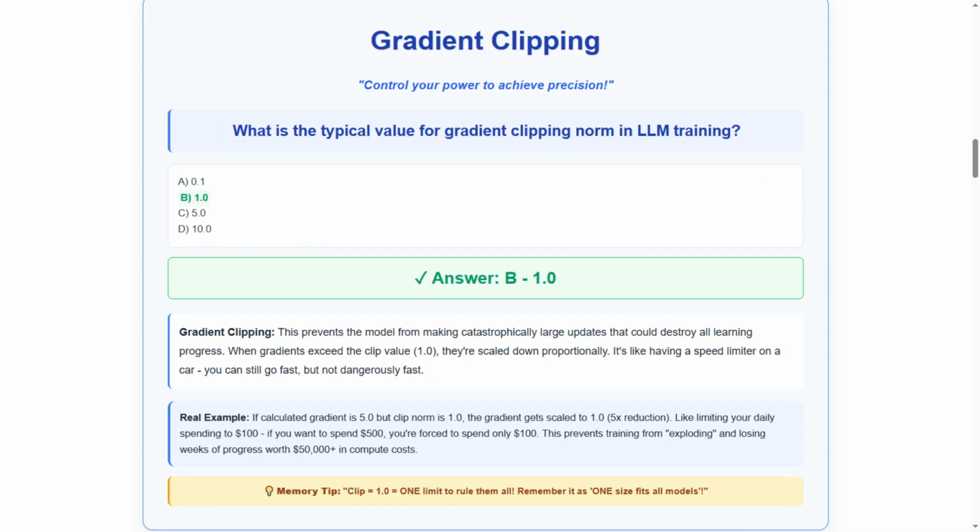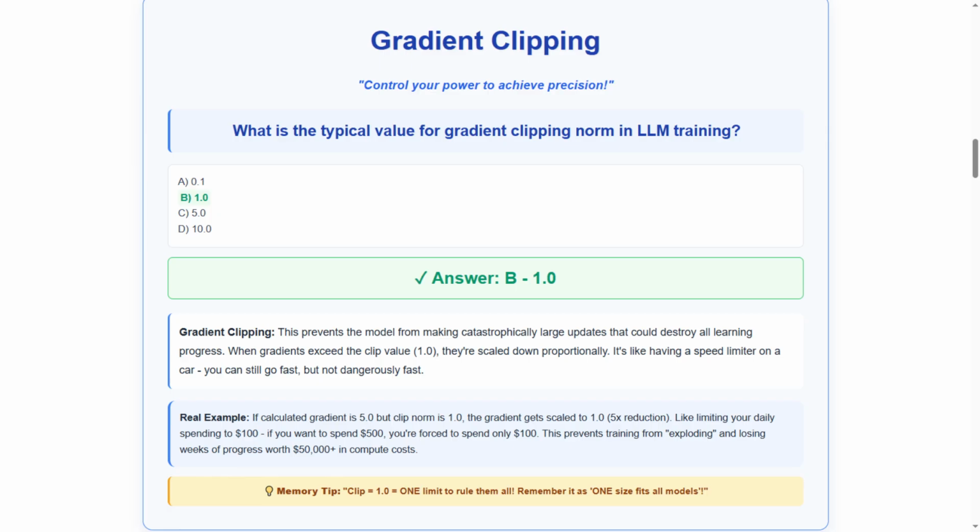What is the typical value for gradient clipping norm in LLM training? A. 0.1, B. 1.0, C. 5.0, or D. 10.0? The answer is B. 1.0. Why 1.0? It's the Goldilocks value. Not too restrictive, not too loose.